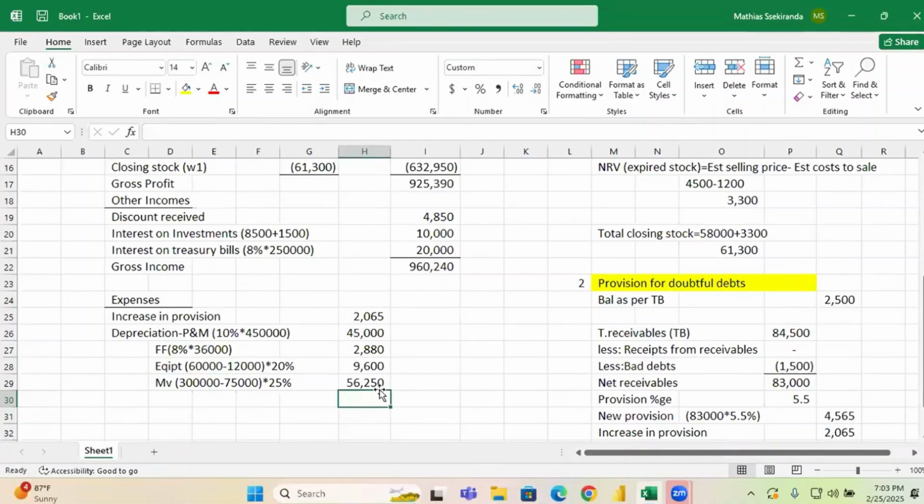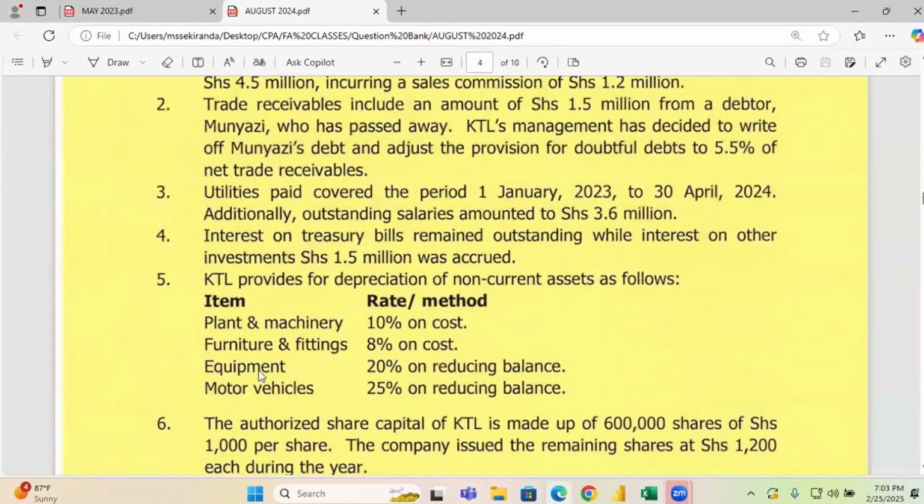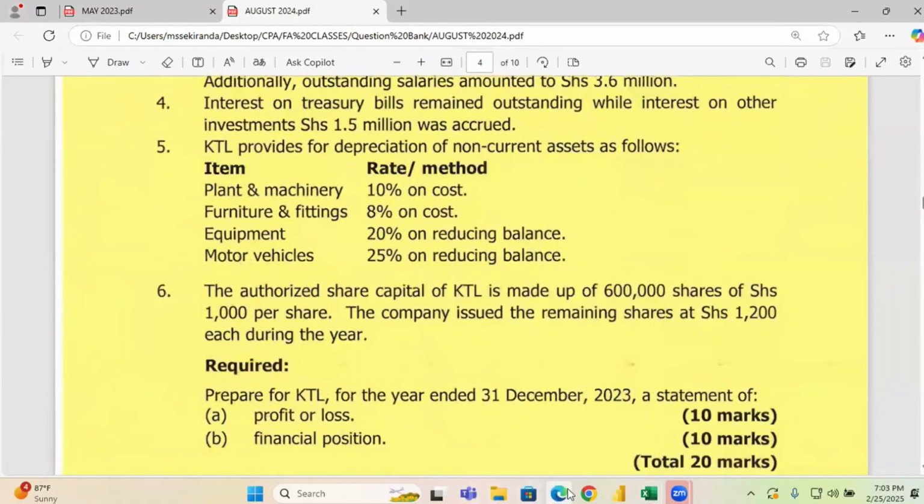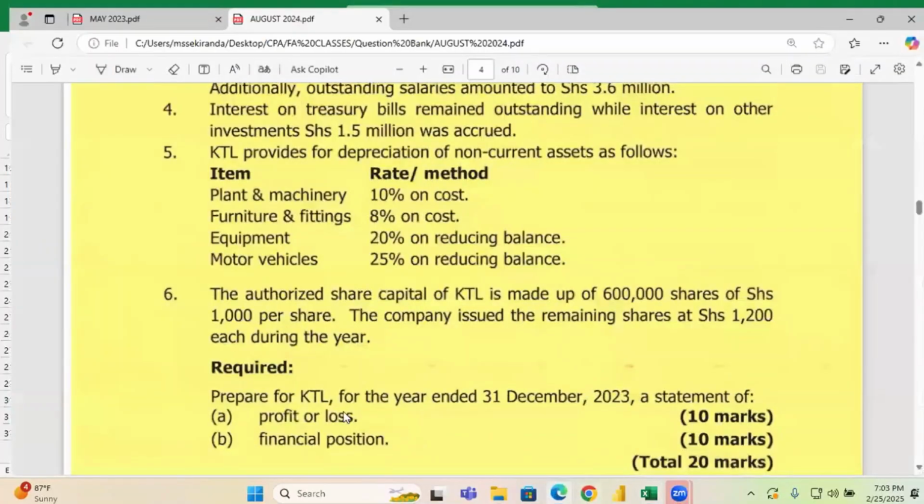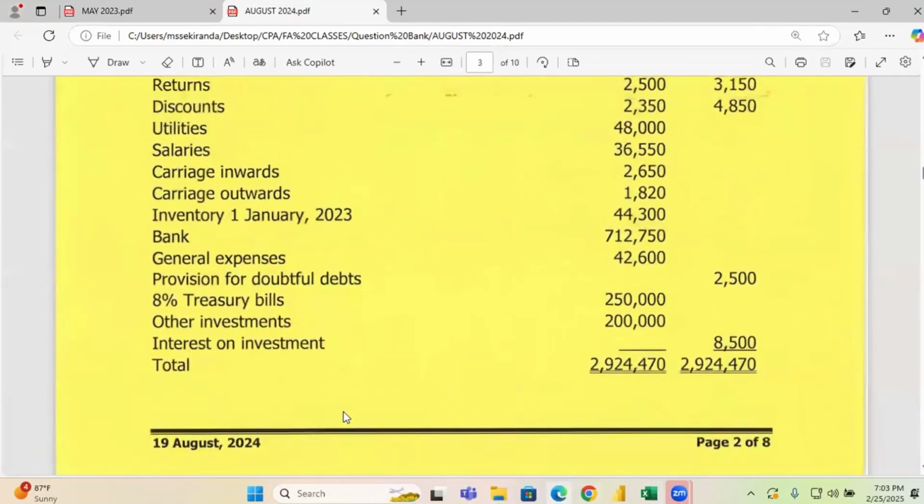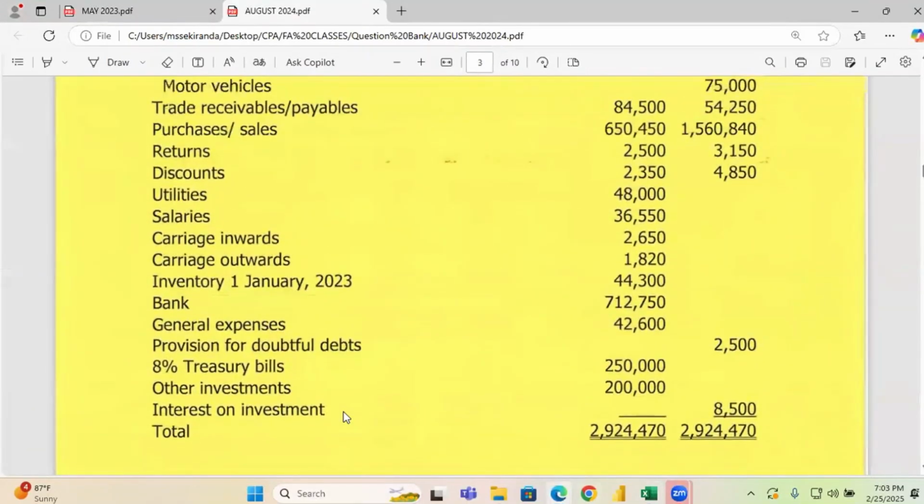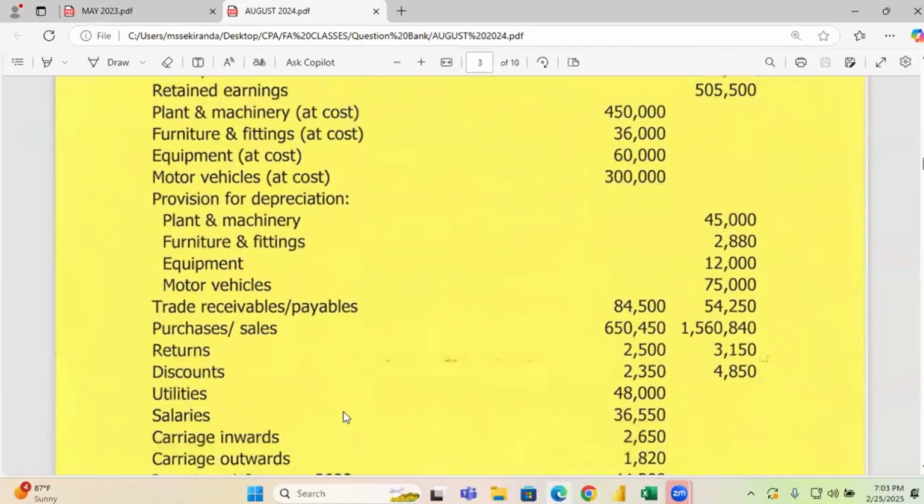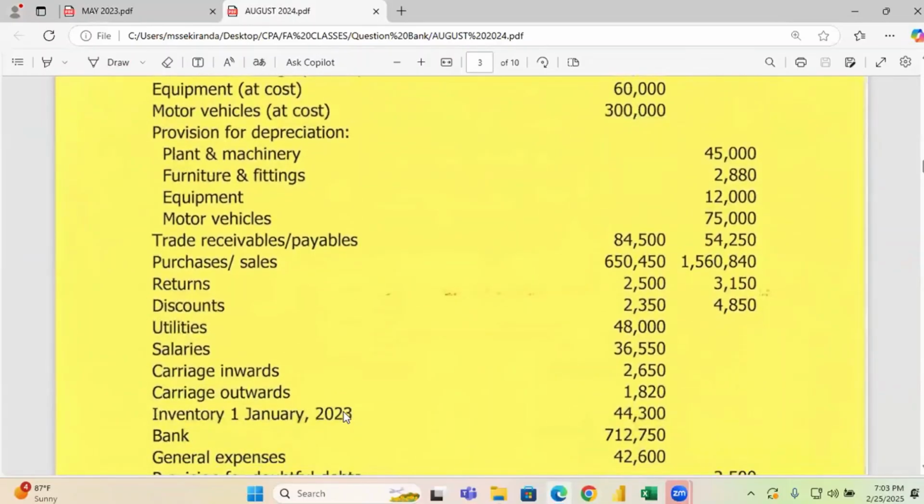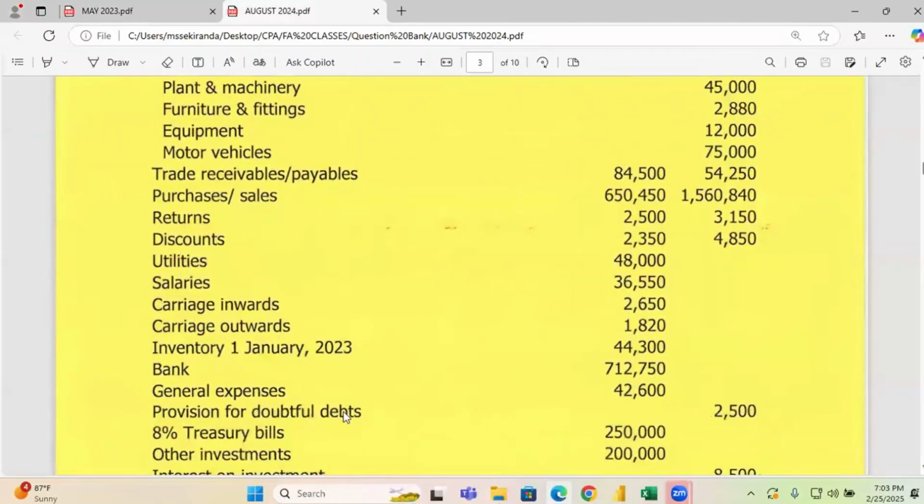Okay. So after that, we can go to other expenses that are in the question. The other expense you shouldn't forget is the bad debts. Let's go and check whether the examiner had given us some bad debts in the trial balance. Did the examiner give us any bad debts anywhere? I'm not seeing any bad debts.